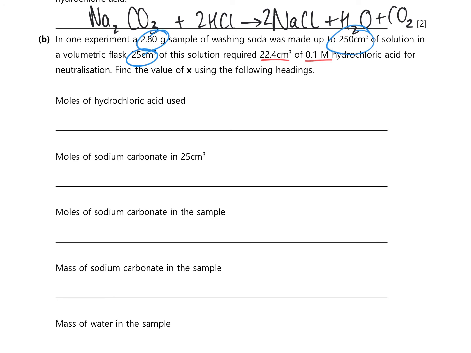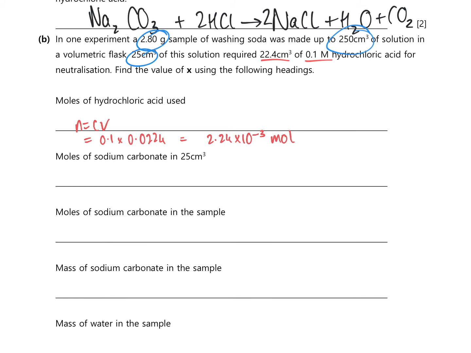So number of moles of hydrochloric acid, we're just using n equals CV. So that's 0.1 times by 0.0224. And that will give us 2.24 times 10 to the minus 3 moles of our hydrochloric acid.